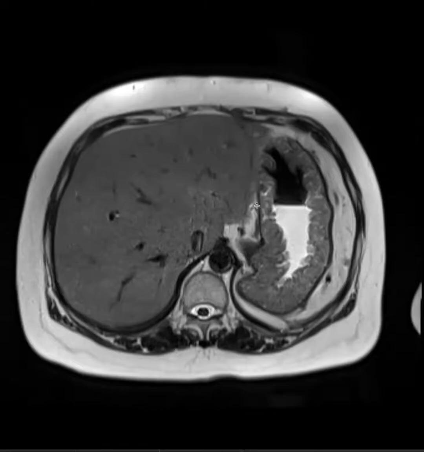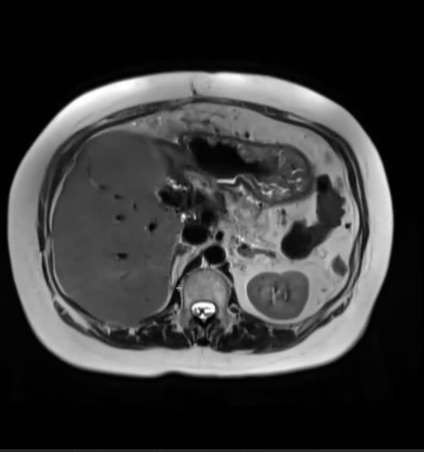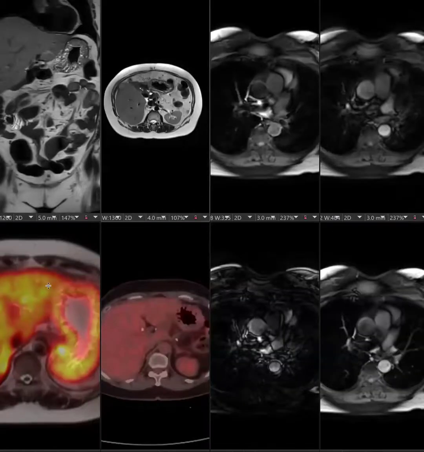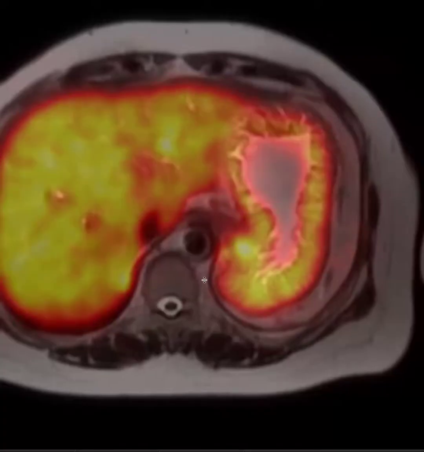I'm thinking Zollinger-Ellison syndrome. If they had a gastrinoma, even though they had a total pancreatectomy, you can still have a residual gastrinoma in the gastrinoma triangle, like the duodenal sweep. Here's a DOTATATE.